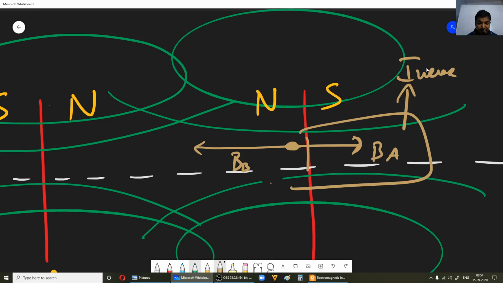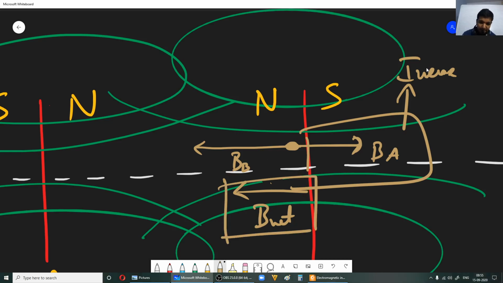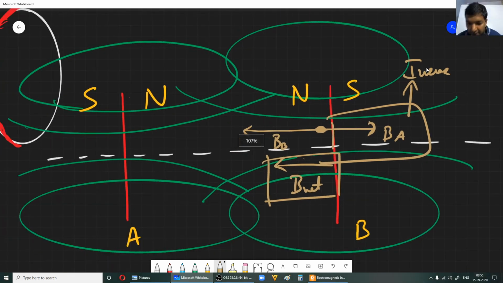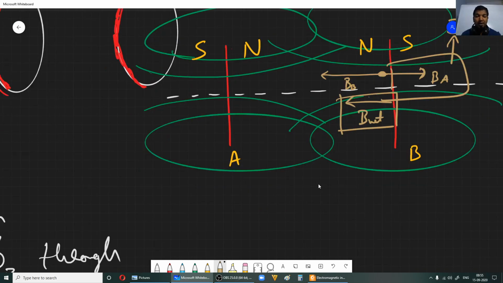So therefore the net magnetic field will actually decrease. The net magnetic field at that particular point is towards the left. I hope you got the idea. So the net magnetic field through both the coils will actually decrease.